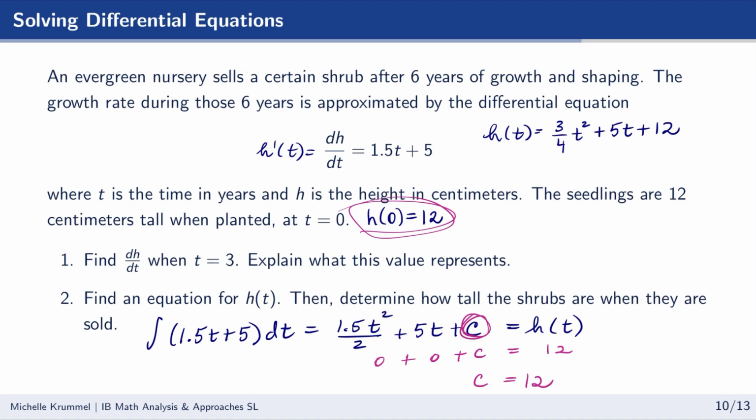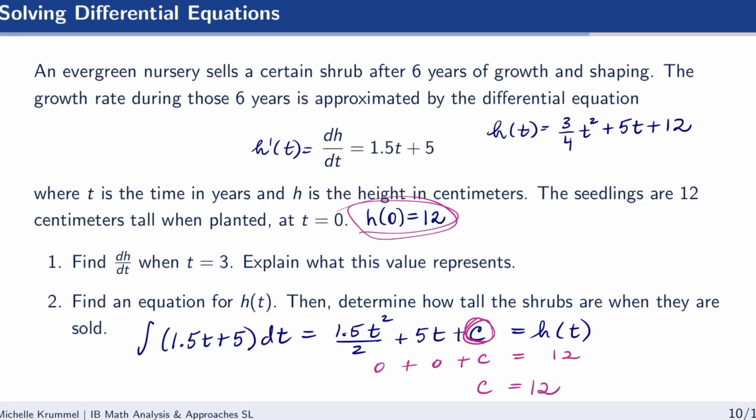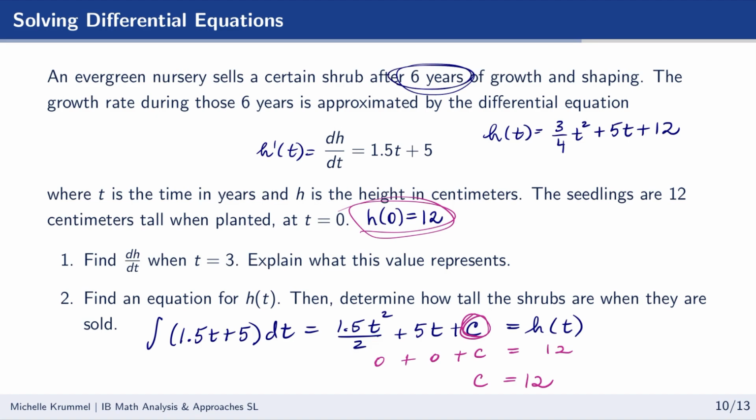And now the question that we're trying to answer: determine how tall the shrubs are. So find h when they are sold. Well, they're sold, we're assuming, after 6 years. Oh yeah, it says they sell the shrub after 6 years. So we want to find h of 6.